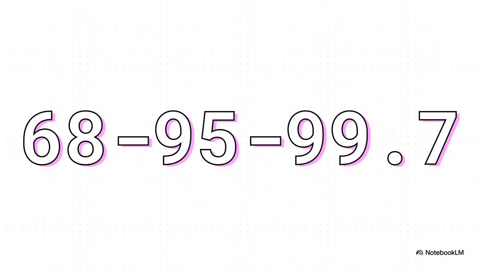Okay, lean in, because here is the secret code to the bell curve. You just have to remember three numbers, 68, 95, 99.7. That's it. This simple rule tells you that for any normal distribution, about 68% of your data falls within one step of the average.